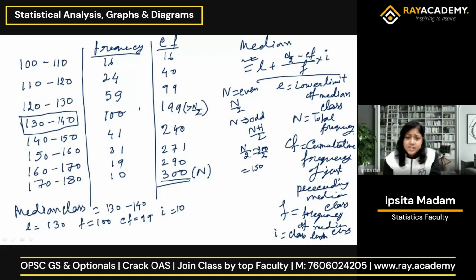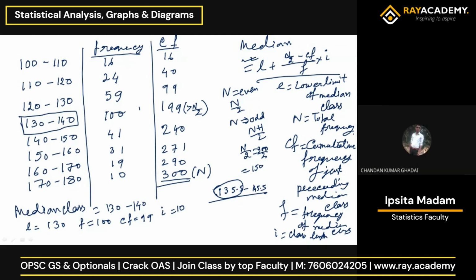And similar is the case for the mean. If you have a discrete class, you first convert it to a continuous class. Suppose the median class is 135.5 to 145.5, then L will be 135.5. Clearly understood, all of you? Yes, ma'am. Ma'am, can you repeat the last point, please?